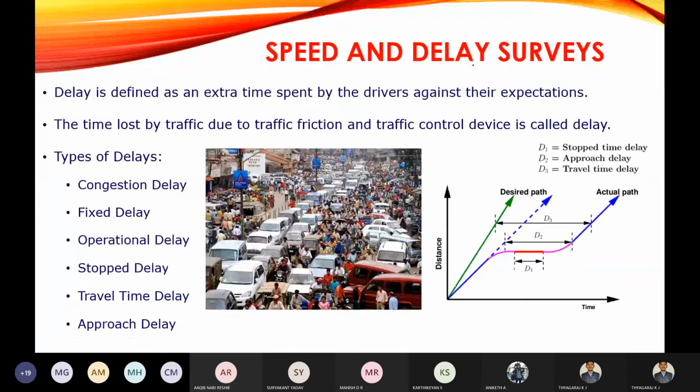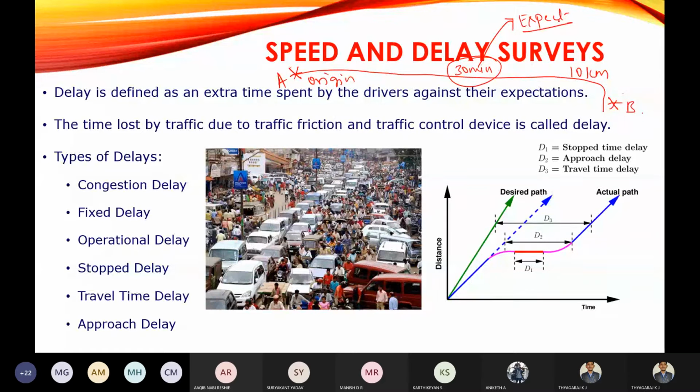So delay means, for example, let A be the first point. Your origin will be A, and your destination will be point B. So you will be moving from A to B. It covers around 10 kilometers. You will be expecting a duration of 30 minutes. That is, within 30 minutes, you will be traveling 10 kilometers.